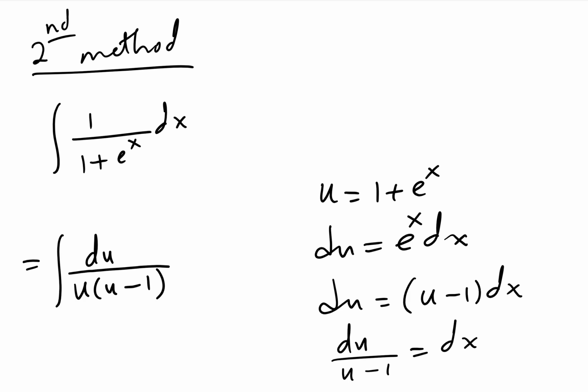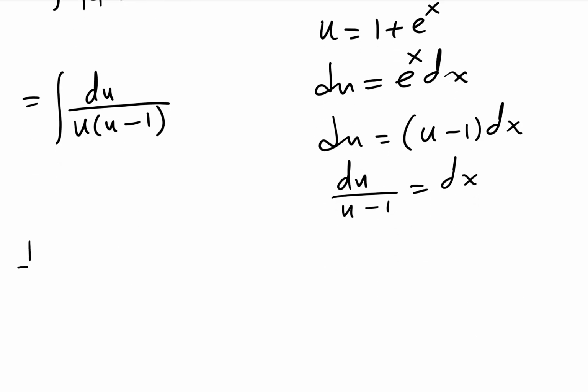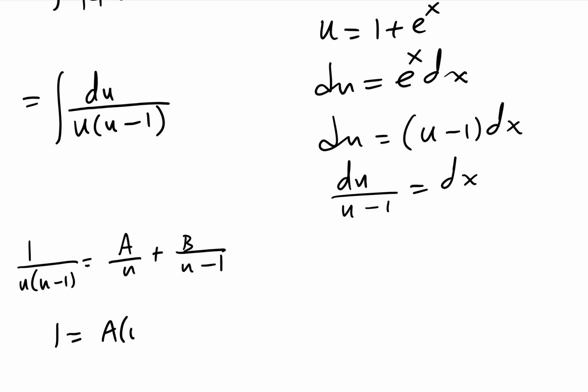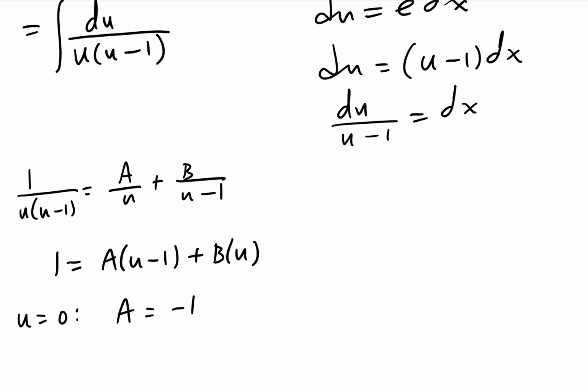Now we got a new integral where it looks like we have to do partial fraction decomposition. So how do we go about this? We start with 1 over u times u minus 1. It's A over u, B over u minus 1. Multiply everything by the common denominator. A times u minus 1, B times u. If we take u equals 0, what do we get? A is negative 1. And if you take u equals 1, you get B equals 1. So we found A and B.